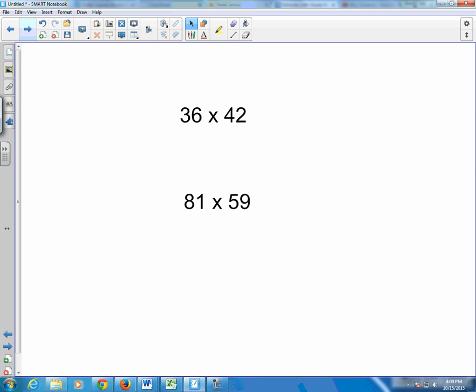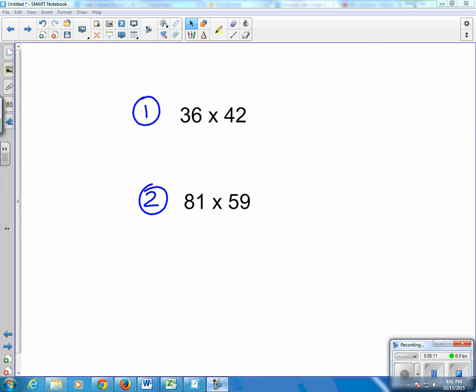For home learning, I would like you to practice the multiplication using regrouping. First 36 times 42, and then 81 times 59. Don't forget your placeholder. That's key.